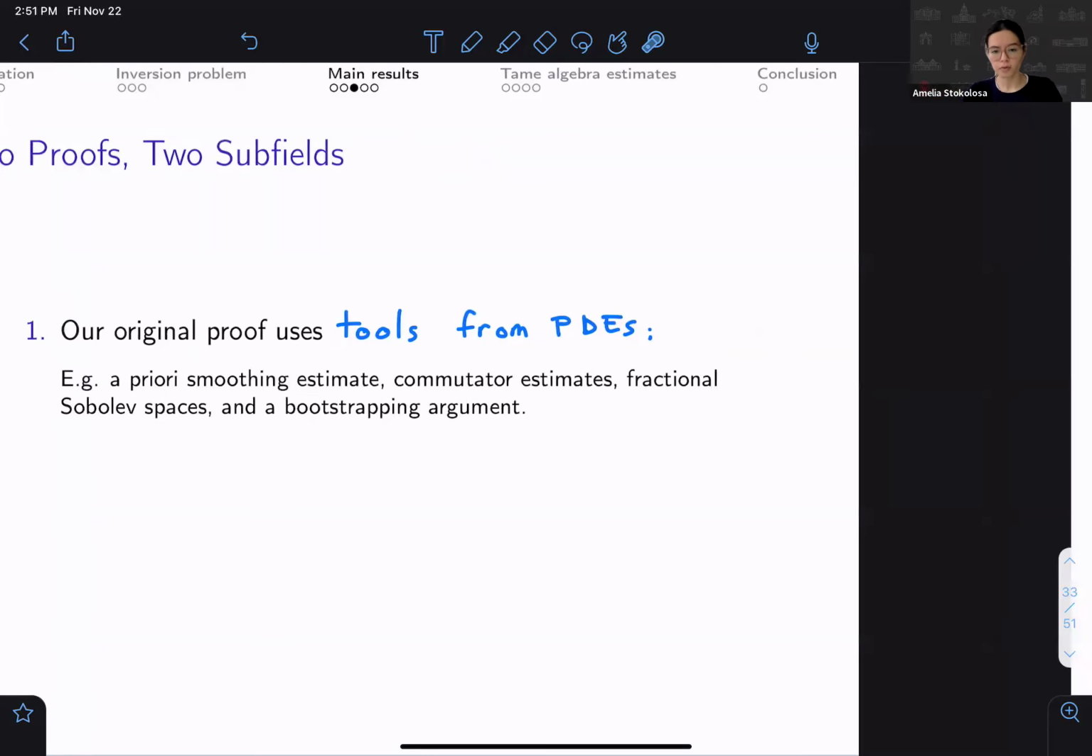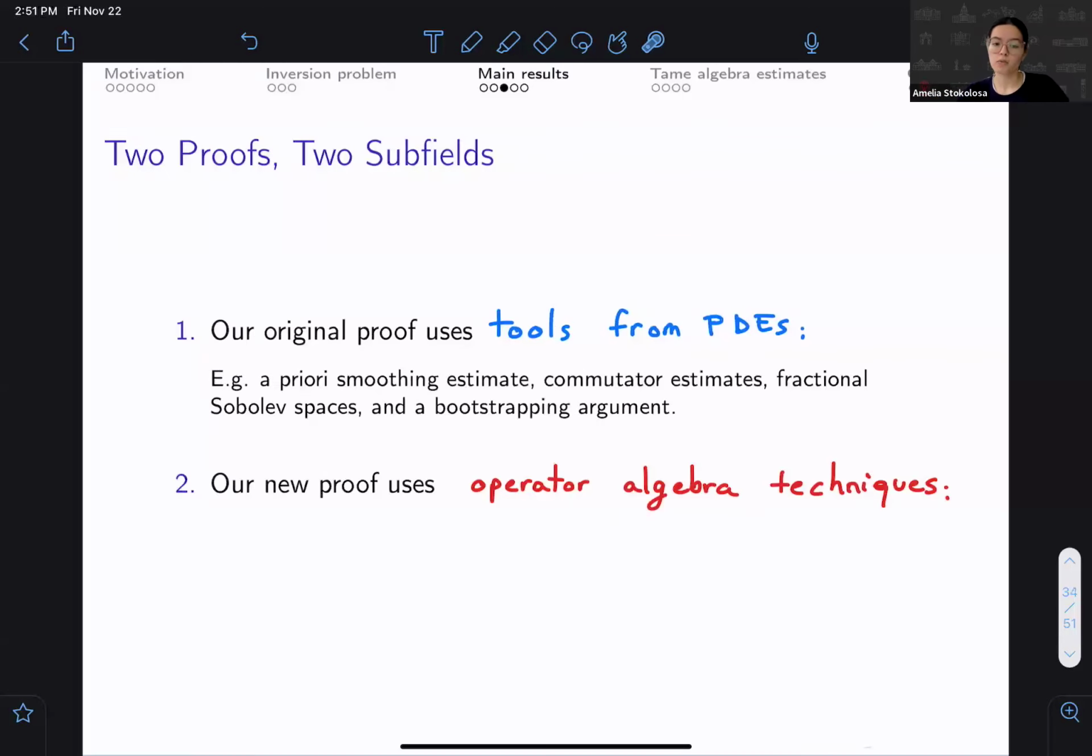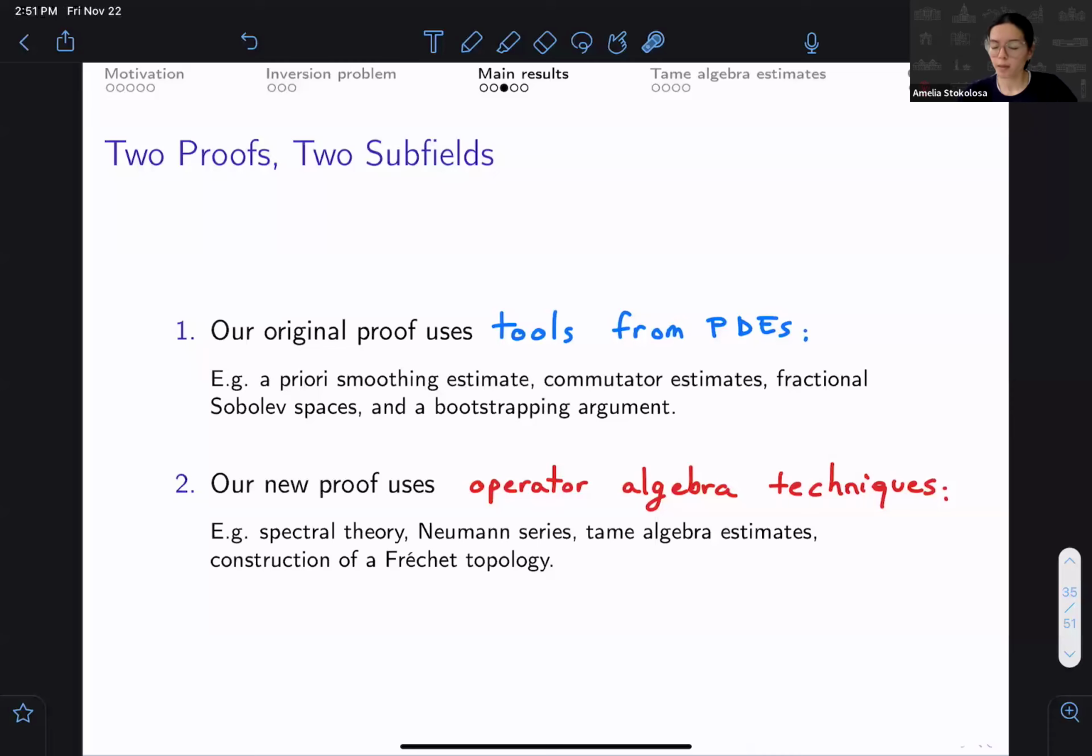The new proof uses tools from operator algebra. So it uses spectral theory, a Neumann series, tame algebra estimates, and the key idea here is the construction of a Fréchet topology. It's the construction of a family of semi-norms that are fine-tuned to encapsulate all the key features of the kernels of interest. Hopefully this is clear.